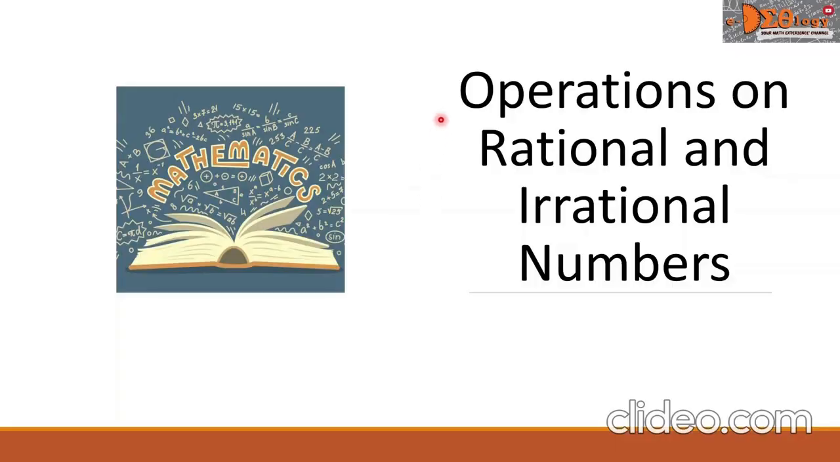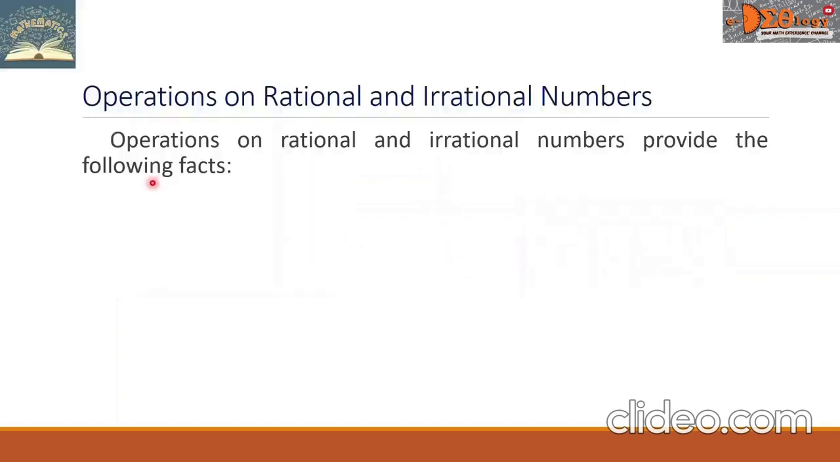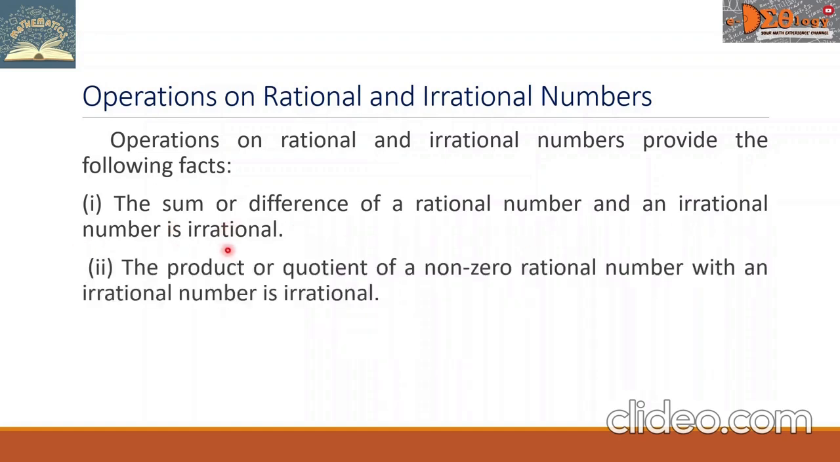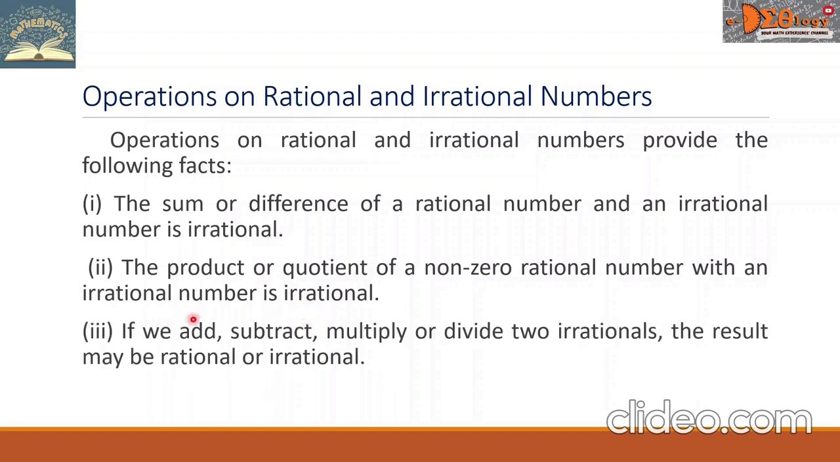Today we're going to study operations on rational and irrational numbers. Operations on rational and irrational numbers provide the following facts. Number one, the sum or difference of a rational number and an irrational number is irrational. Second, the product or quotient of a non-zero rational number with an irrational number is irrational. Third, if we add, subtract, multiply, or divide two irrationals, the result may be rational or irrational.